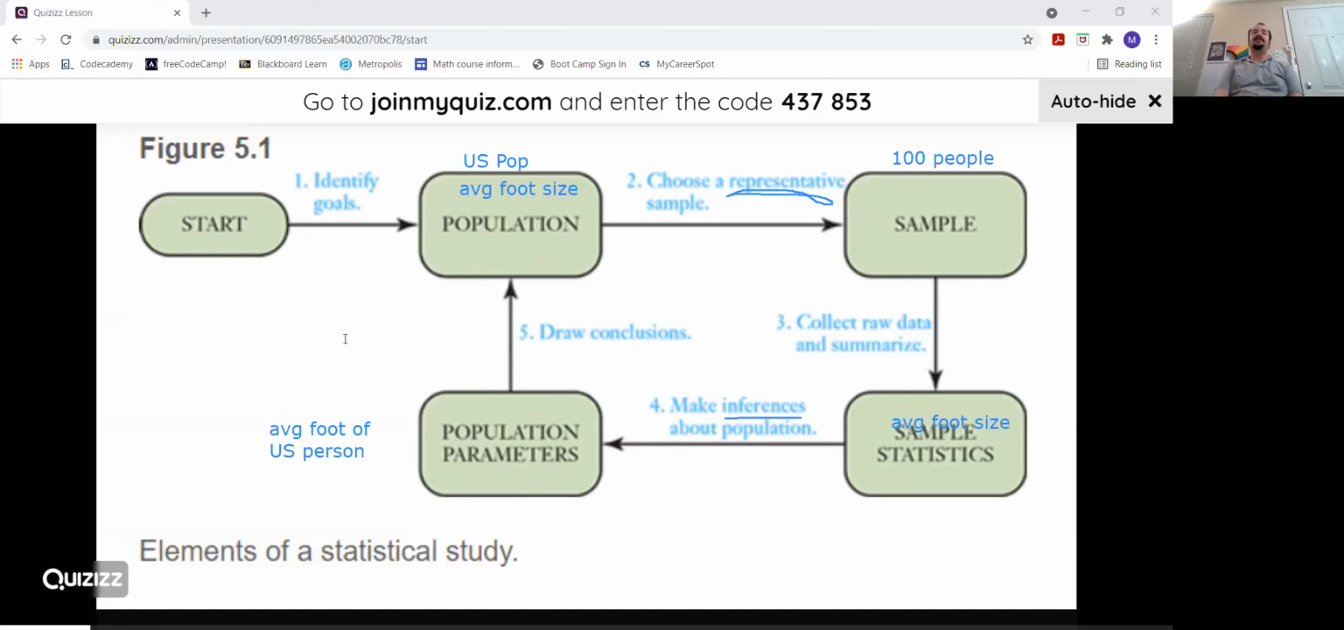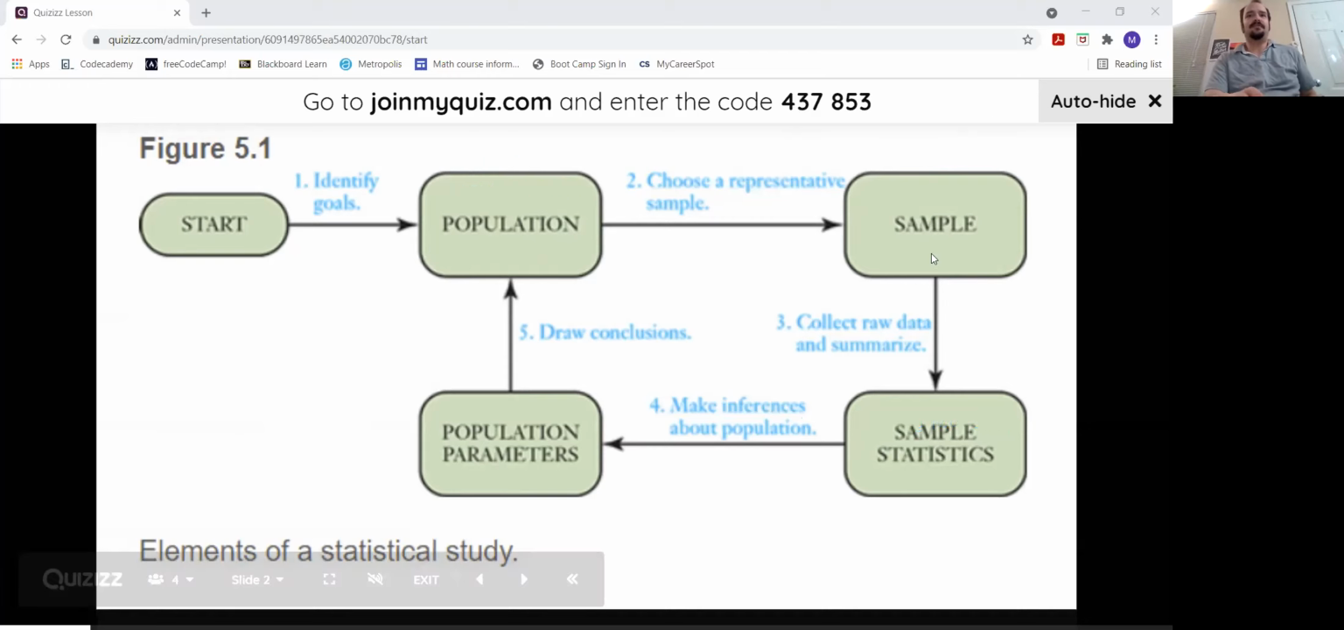We can compare the average foot size of the US person to any other person out there. We can compare it to other countries. We can compare it to previous measurements of the US foot size. We can see if people's feet are shrinking, if they're growing. We can see how they compare to other countries, other nations. And so that is the basic sort of steps of the statistical study that they're talking about.